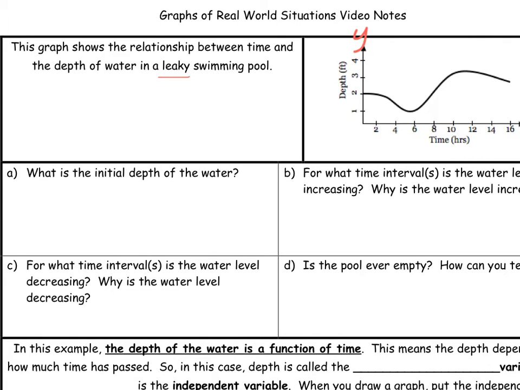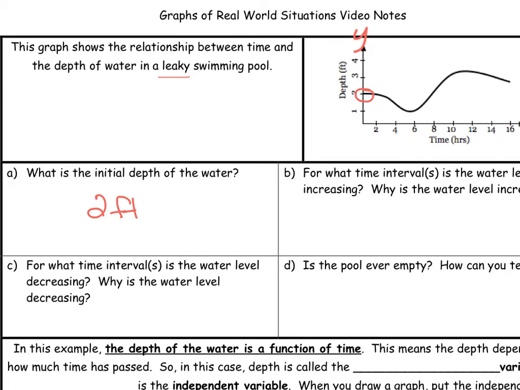So question 1 is asking, what is the initial depth of the water? So we're looking right here, where is the water starting out in the pool? The initial depth of the water is right there at 2 feet. I'm going to circle that, 2 feet right there.